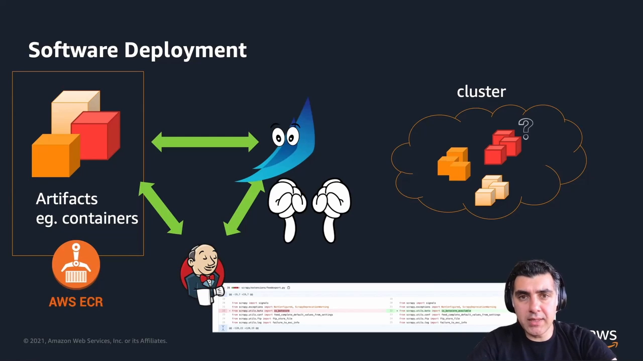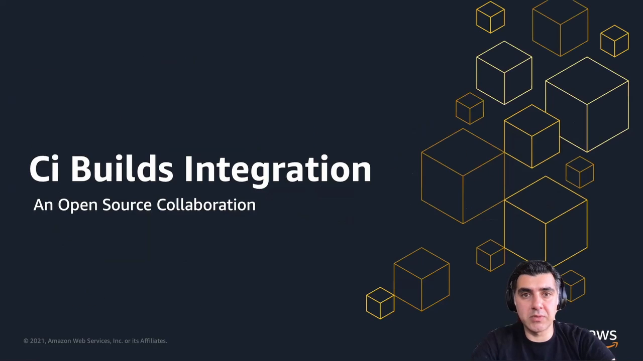So CiBuild at this point integrates with Jenkins and with GitHub. And this is something that we plan to extend to other build systems and to other source control management systems.